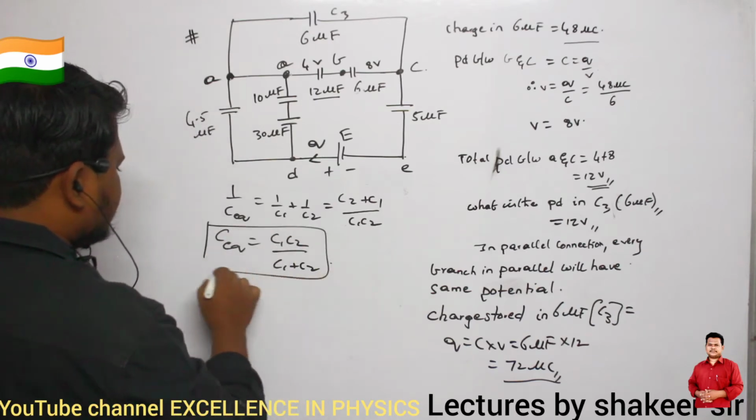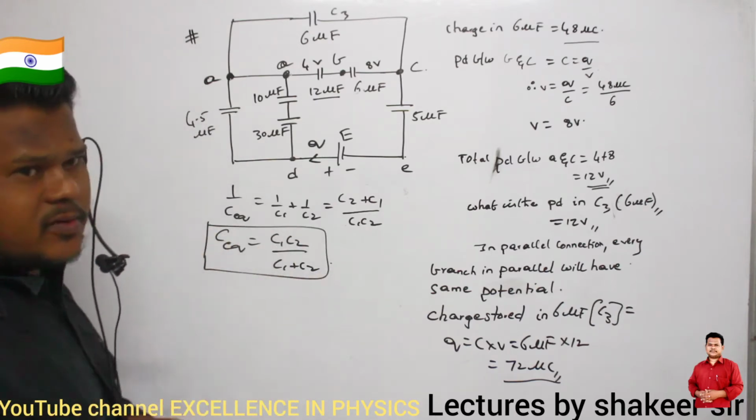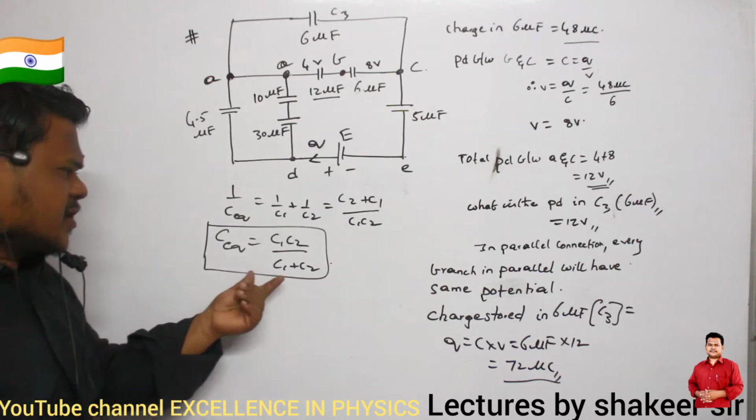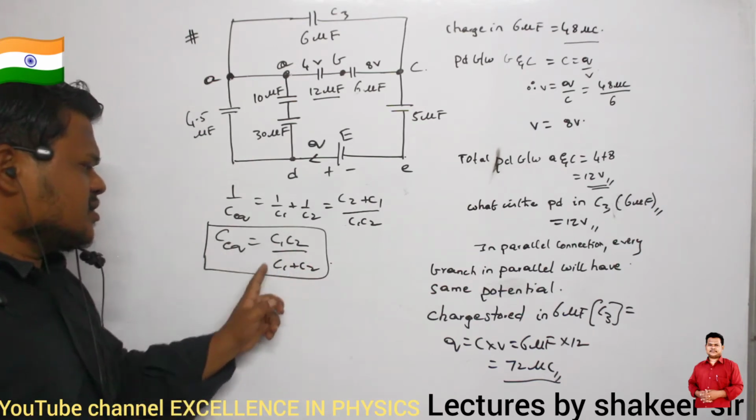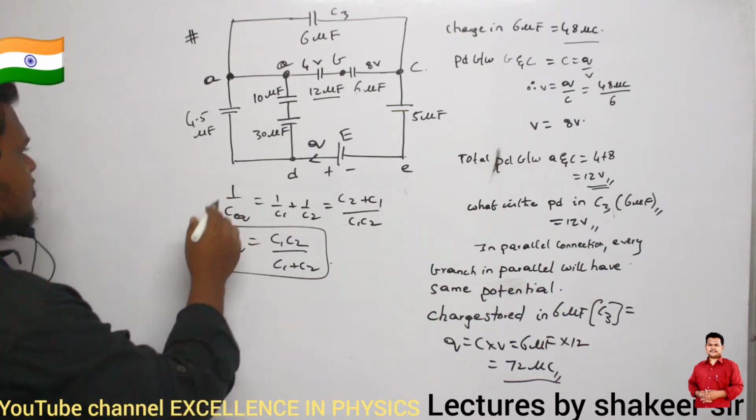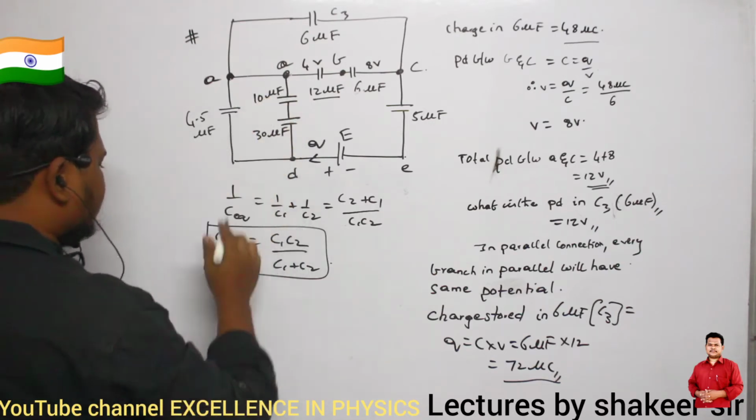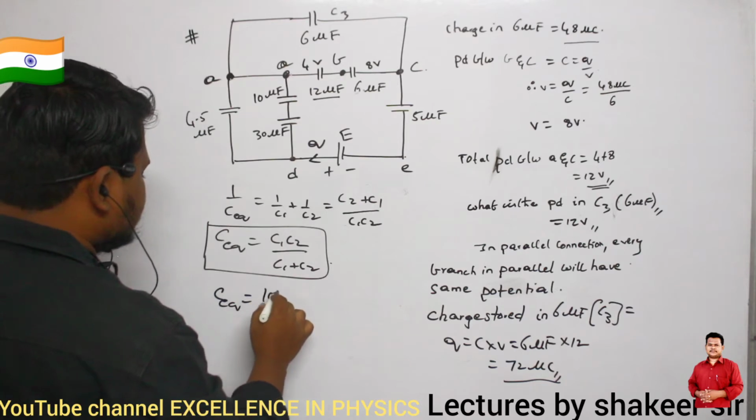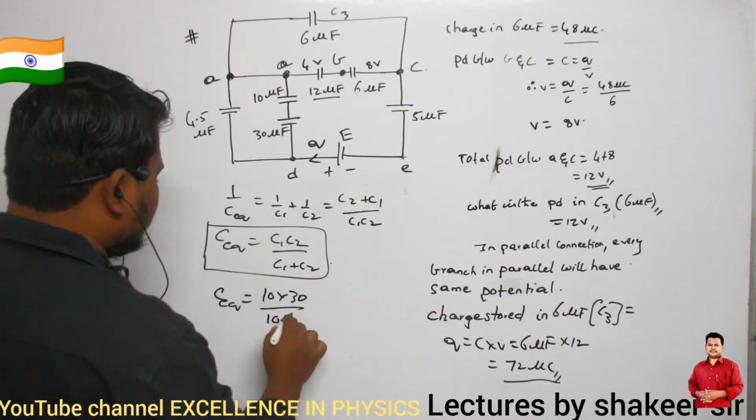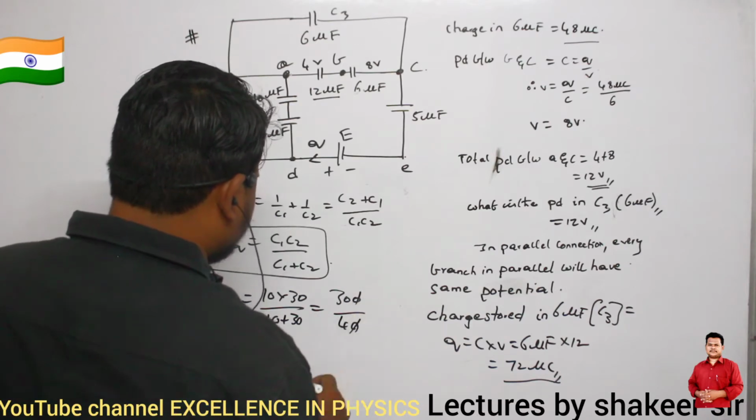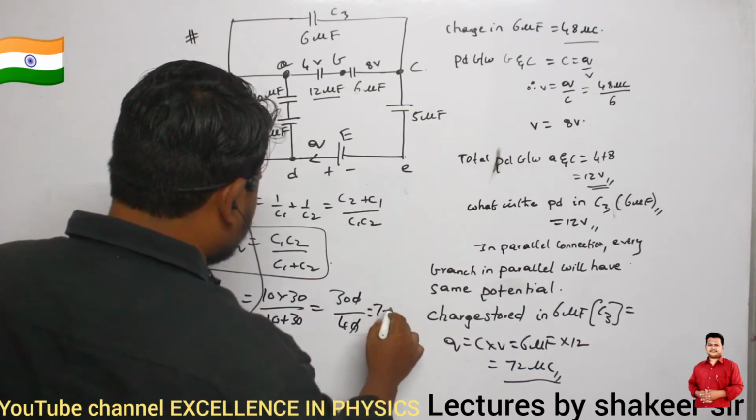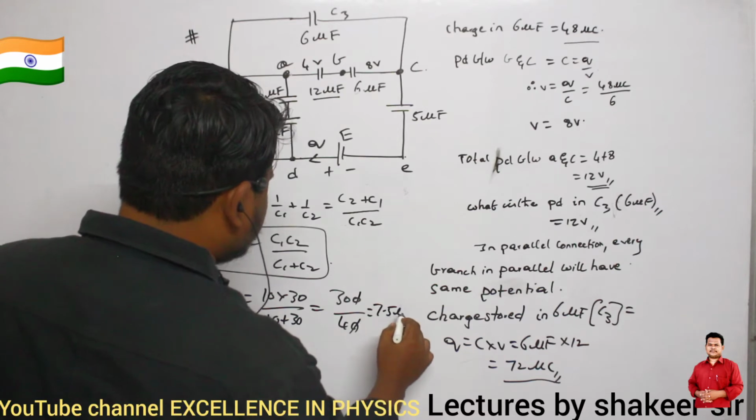So this is also one of the direct equations to calculate equivalent capacitance if capacitors are connected in series. Clear? So directly I can use this relation also, C1 C2 by C1 plus C2. Therefore, what is the equivalent capacitance of 10 and 30? C equivalent is equal to 10 into 30 divided by 10 plus 30. So how much, ma? 300 divided by 40. If I cancel, 15 by 2 is equal to 7.5 microfarads.